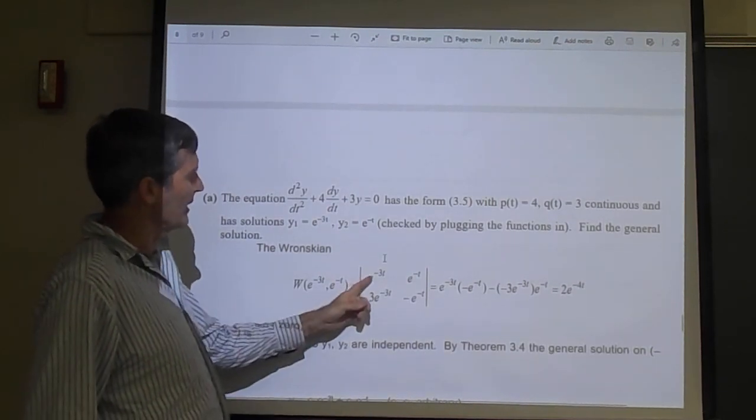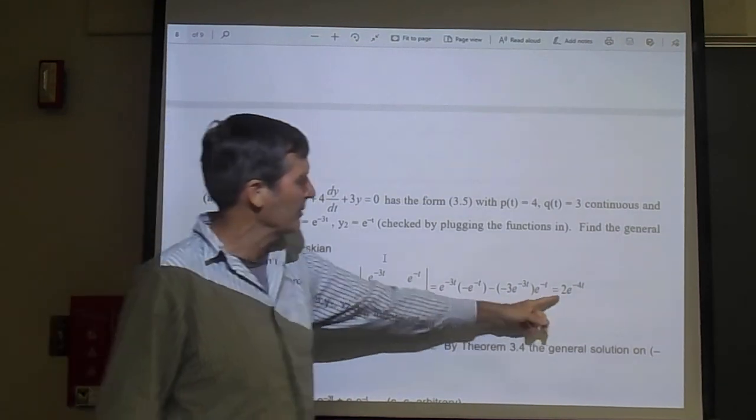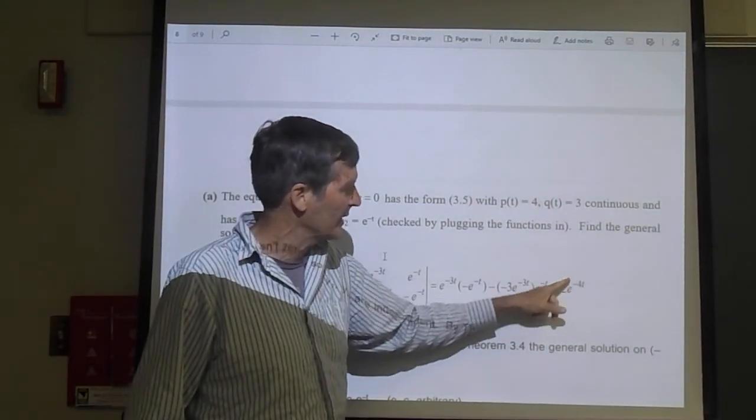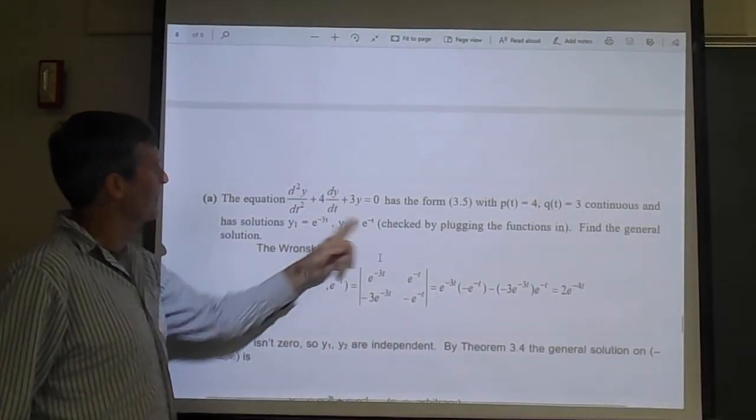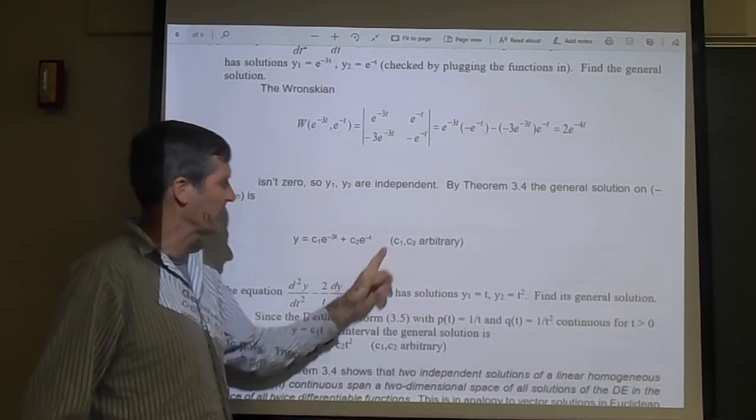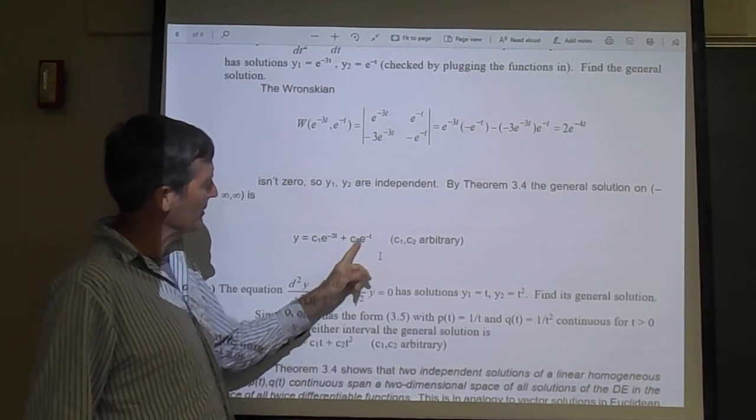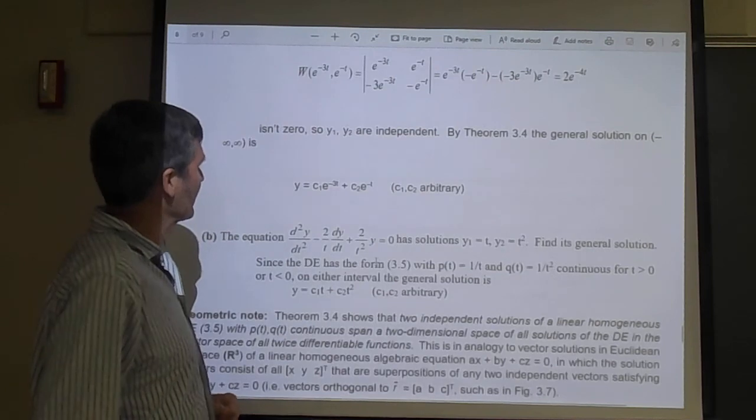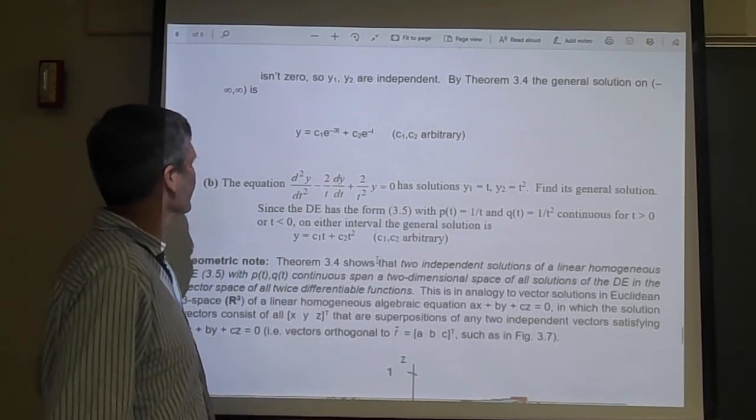Well, we'll check the Wronskian. E to the minus 3t, e to the minus t, and their derivatives. The Wronskian comes out to be, this times this minus this times this, 2e to the minus 4t. E to anything isn't 0. The Wronskian's not 0. These are independent functions that are solutions to this equation. By our theorem, this is the general solution, the form of all solutions, y equals c1 e to the minus 3t plus c2 e to the minus t. That's all solutions to this differential equation. Just a matter of what c1 and c2 you want to pick.